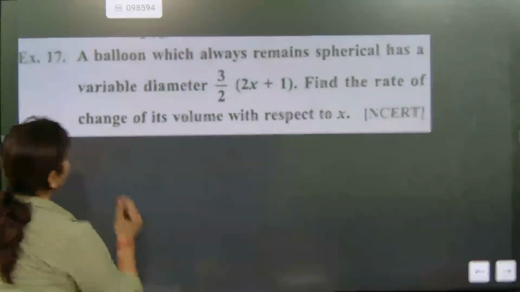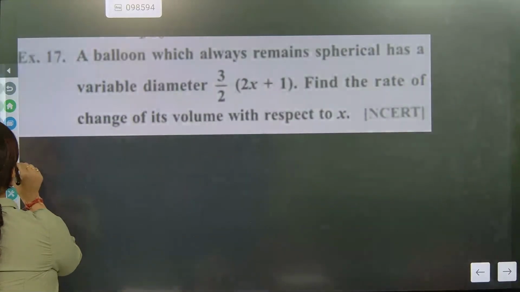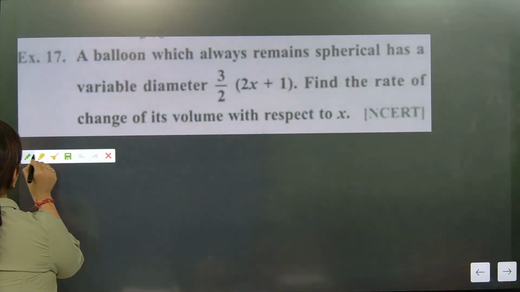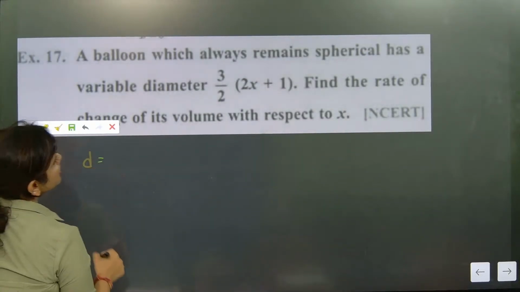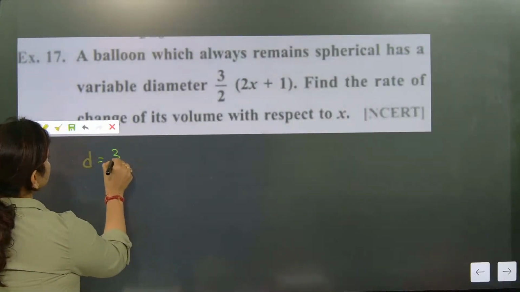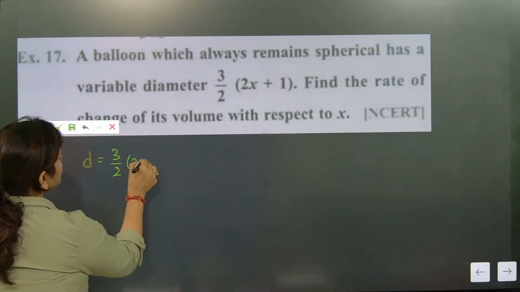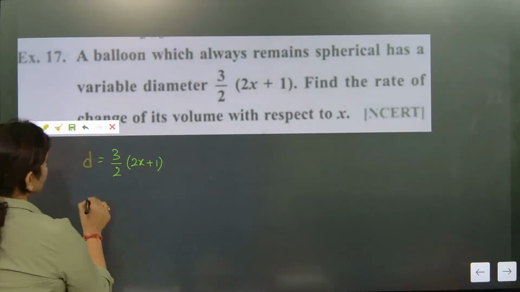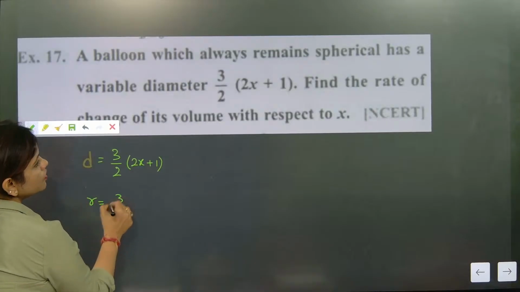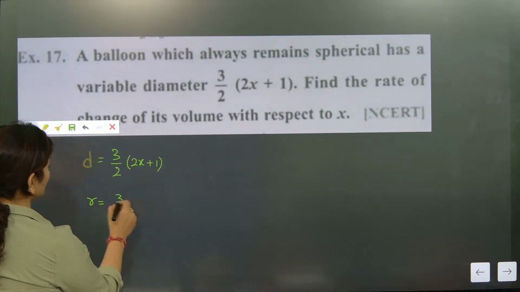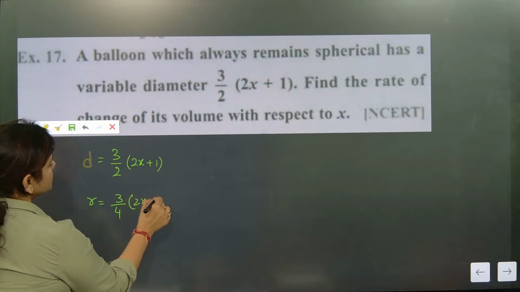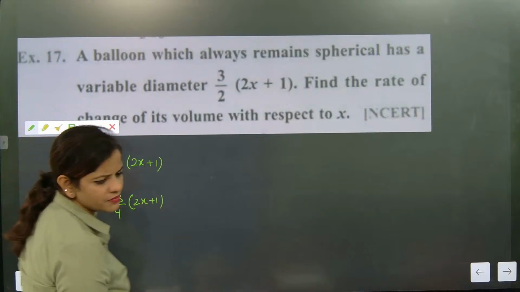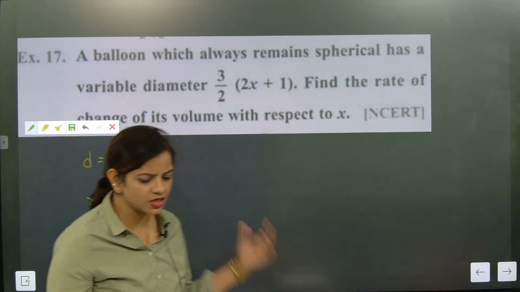First, the diameter of the balloon. The diameter of the balloon is exactly given as 3 by 2 (2x plus 1). This is the diameter of the balloon. So the radius of the balloon will become, I think just now we have solved this question, 3 by 4 (2x plus 1). Just now, some time ago, we had a discussion about this question.